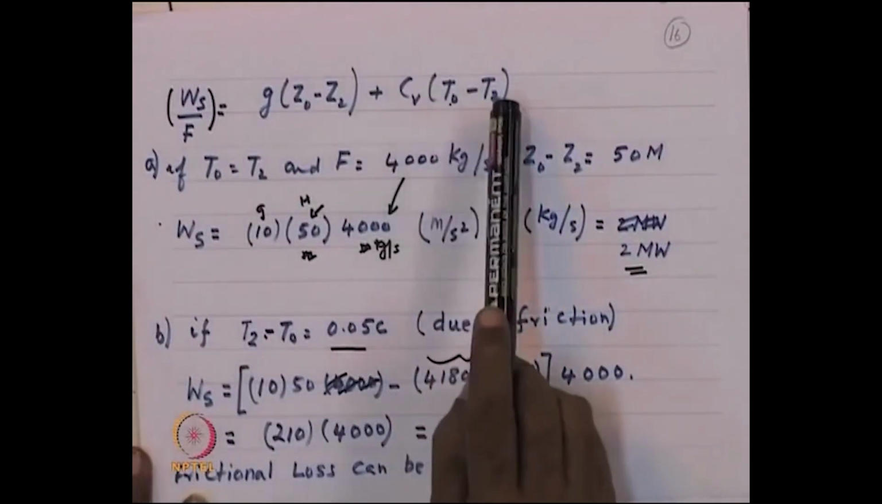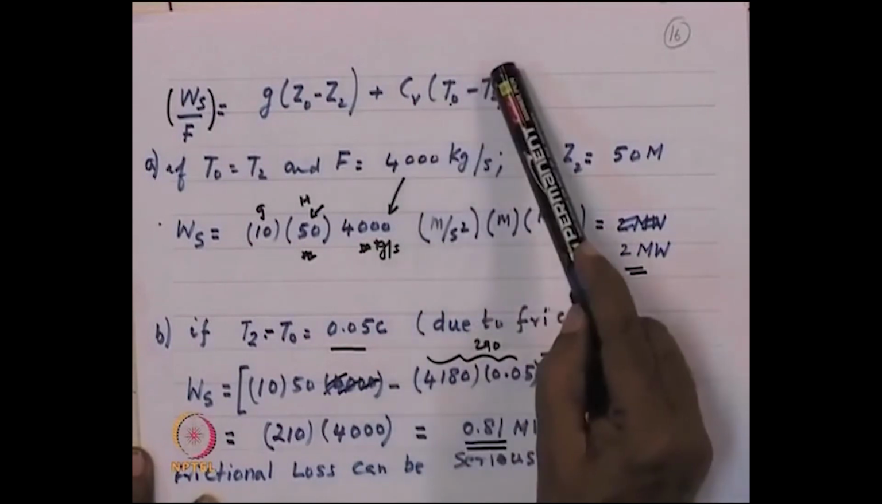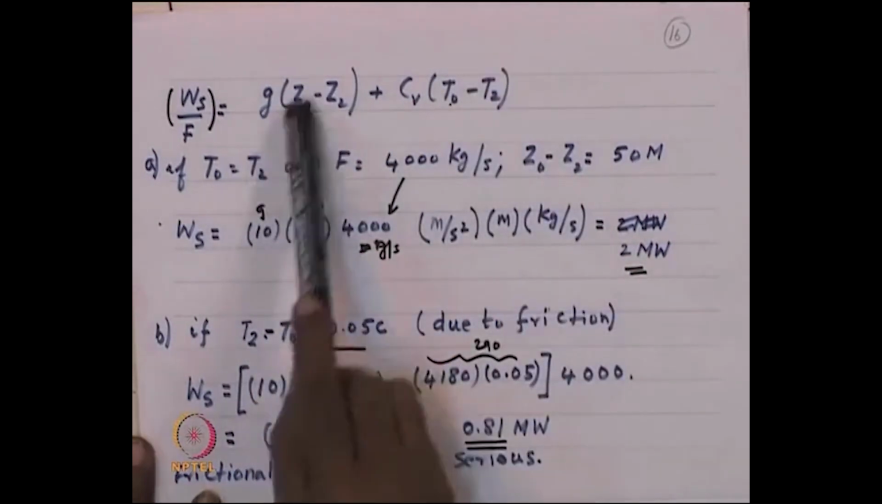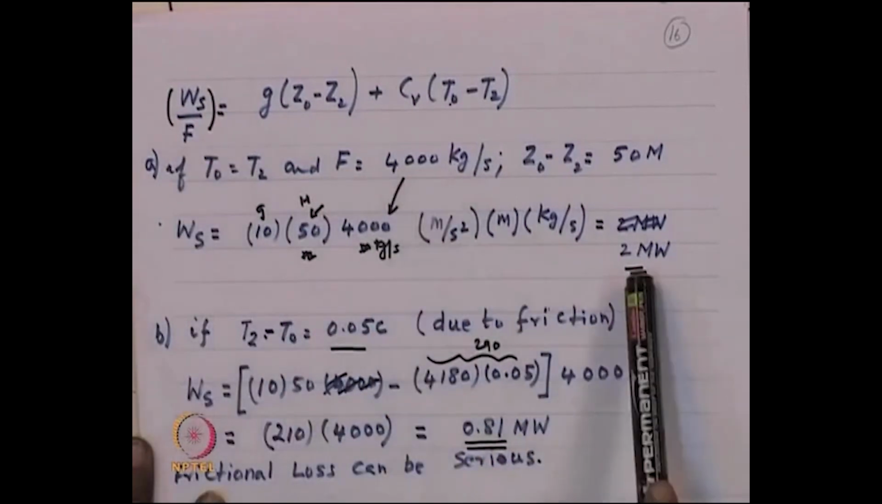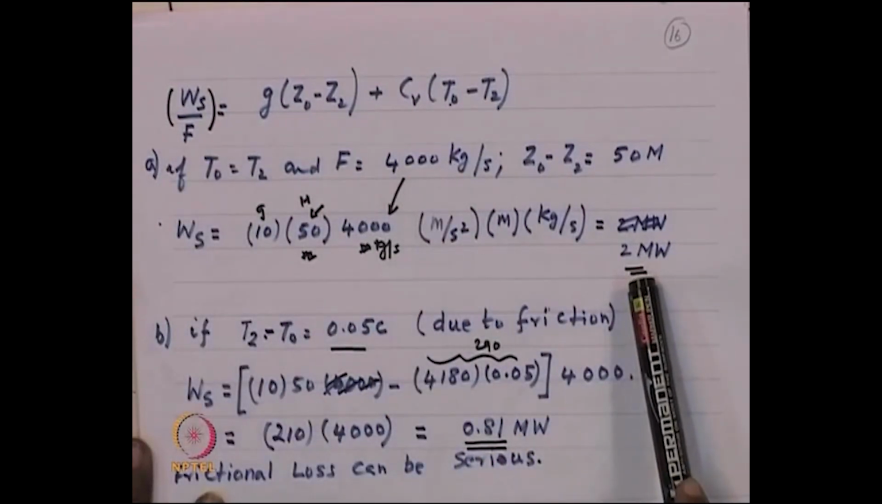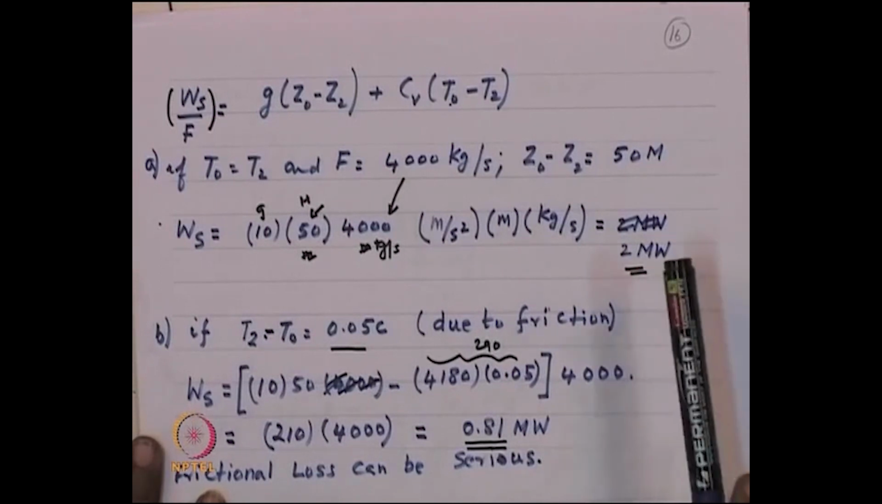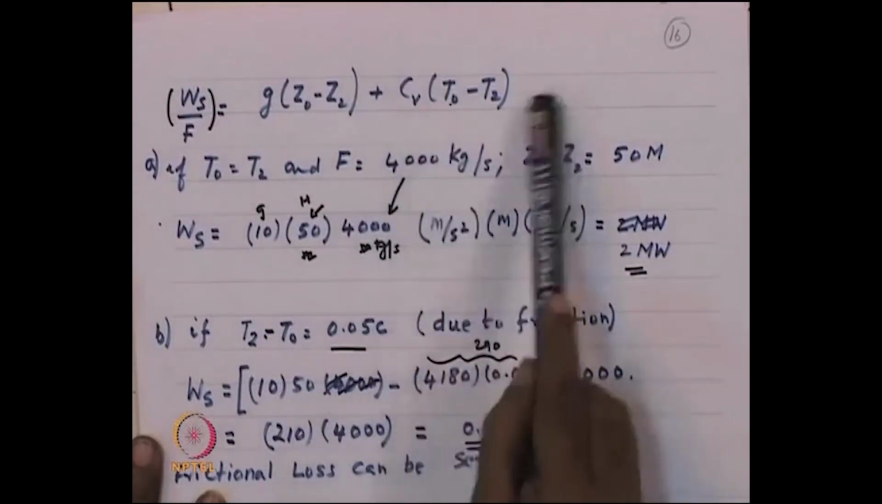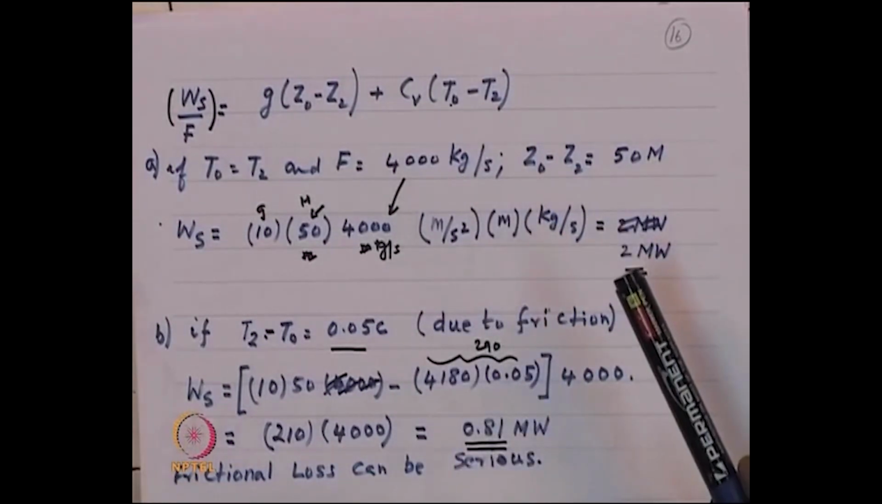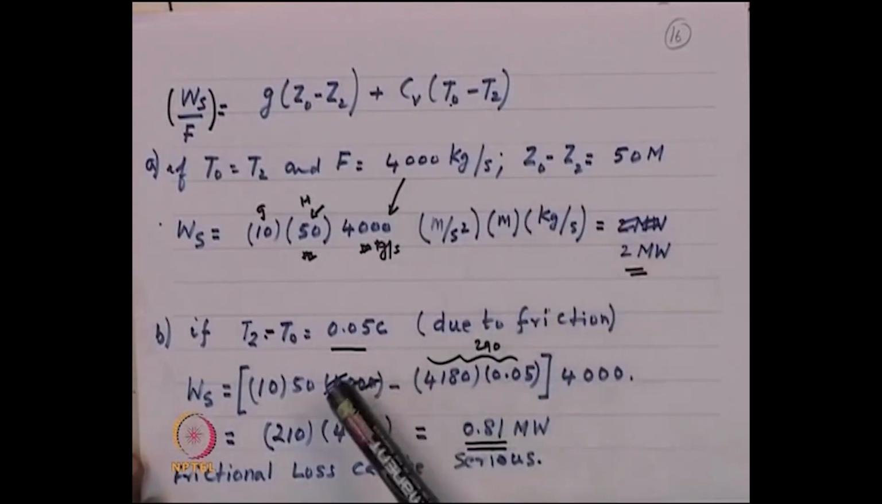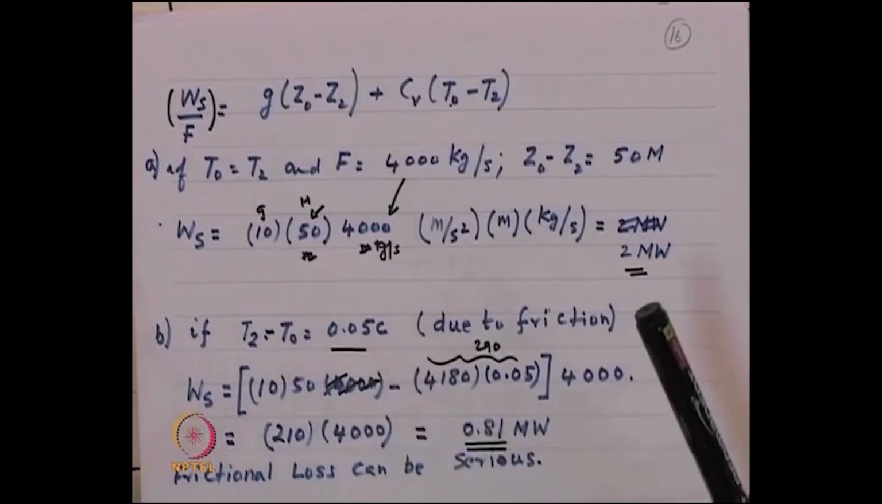Now, if T naught equal to T 2, then this term goes away, then the amount of power that you produce, if I have taken F as 4000, is 2 megawatts. Okay. Is that clear? So, I have taken this term as 0. Suppose we find there is a small increase in temperature, small, I have taken as 0.005.